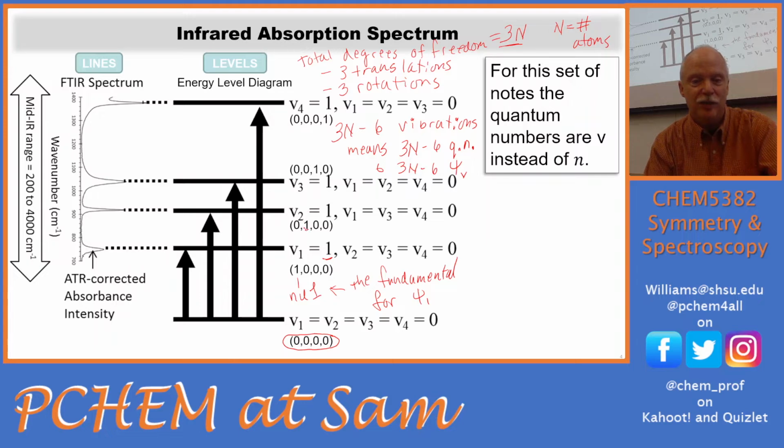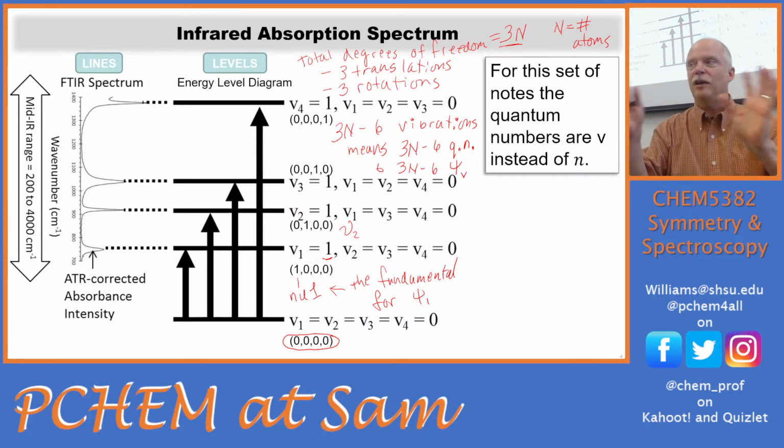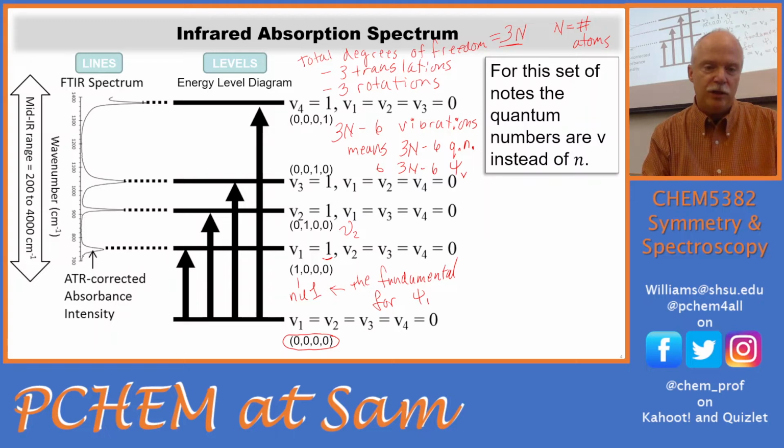Or we could do string number 2. We call that nu 2. That's the fundamental for nu 2. So nu 2 is equal to 1, and the others are equal to 0. That has a different motion in the molecule, different atoms are moving, different bond strengths, different force constants, and so it has a different frequency. And so it shows up at a different place in the spectrum.